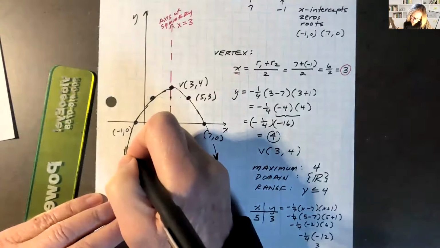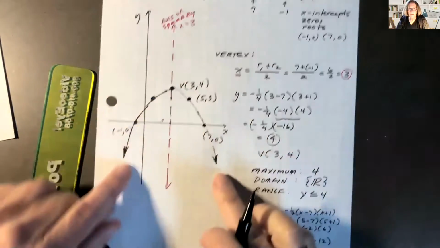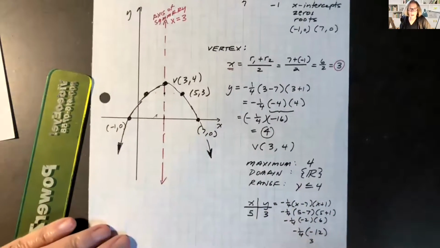Some of you people are just putting endpoints on these. These don't stop. It's not a V, it's a curve, and it goes on forever. You have to have an arrow showing that.